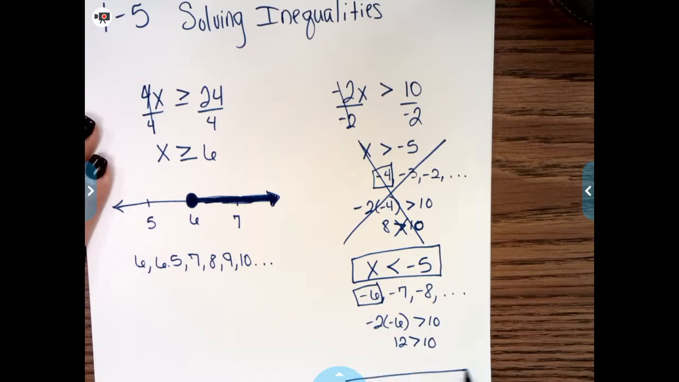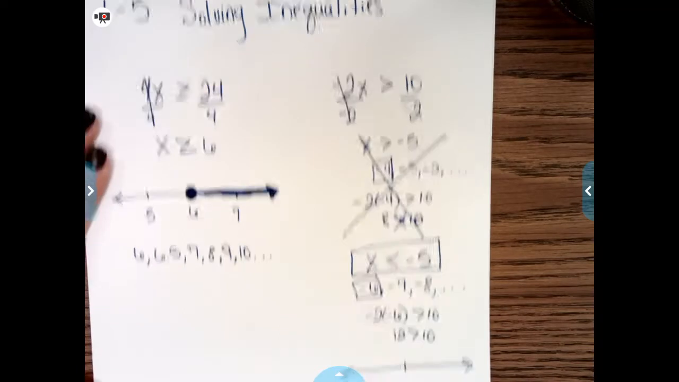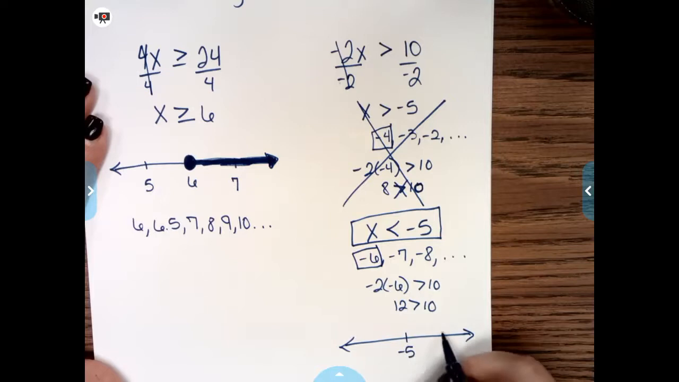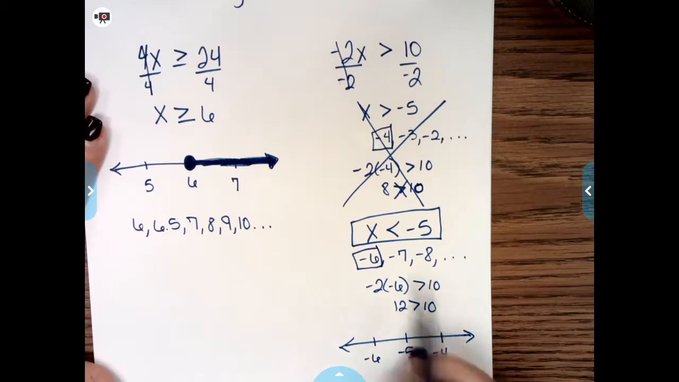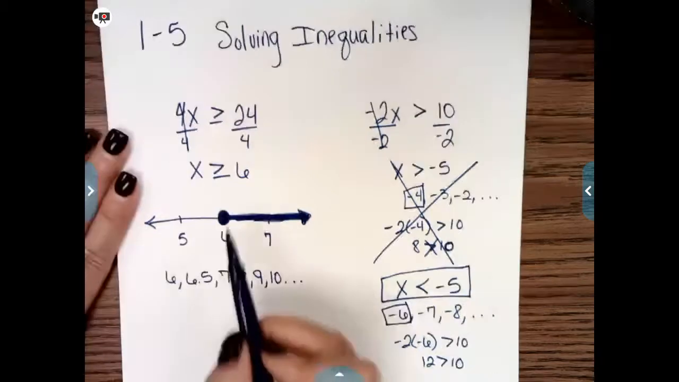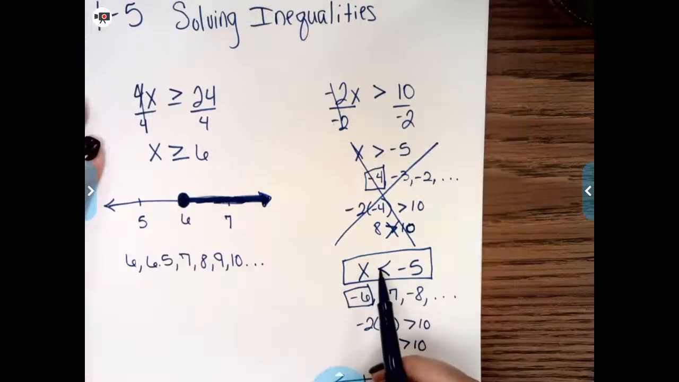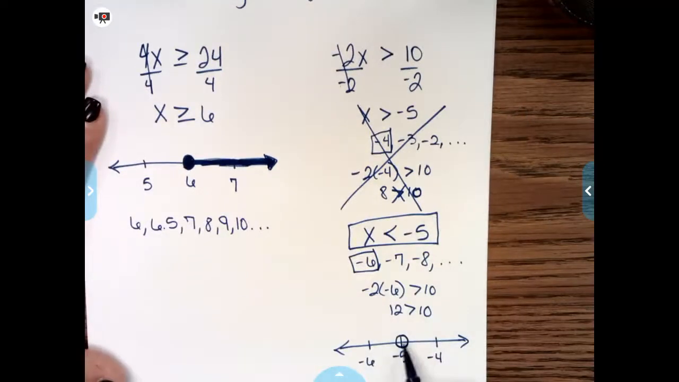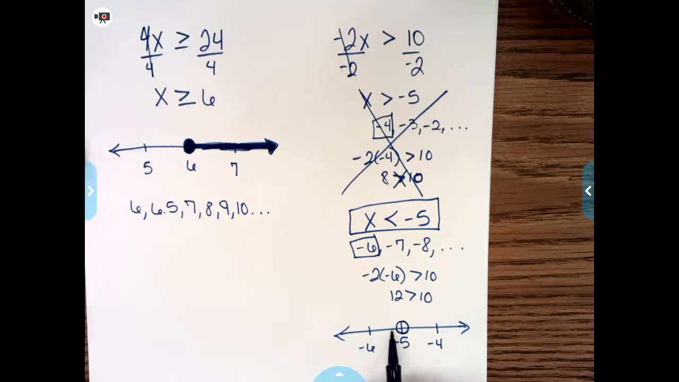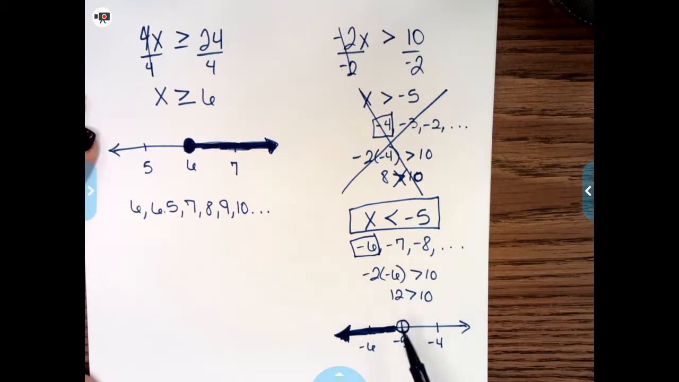So now if we graph that, you show negative 5, you show the number above negative 5, which is negative 4, you show the number below, which is negative 6, and then it's less than only. That means negative 5 is not included. Remember over here when it was greater than or equal, the 6 was included. Over here, it's just less than only, no equal sign. So negative 5 is not included. And then it's everything less than. So it's a range of everything less than negative 5. That's your solution. So this is your solution part. This is your graph part.